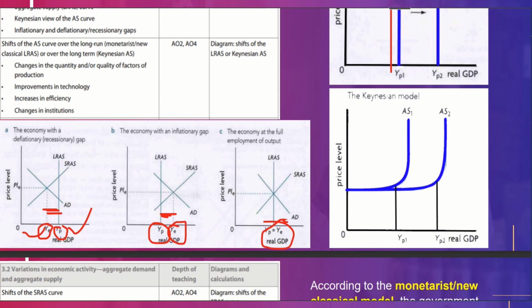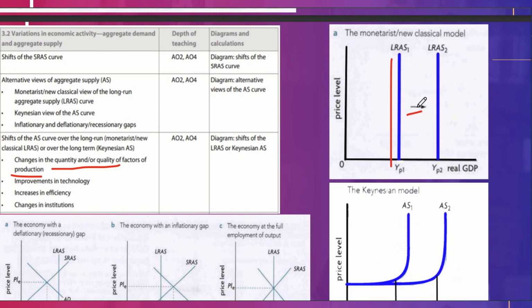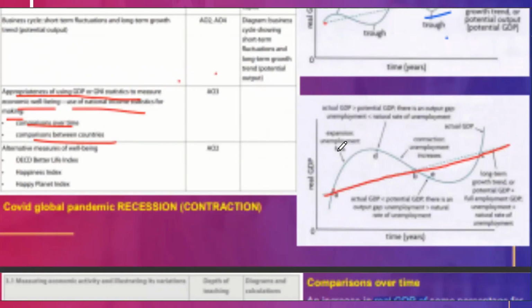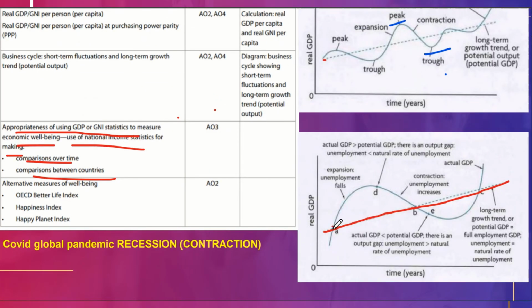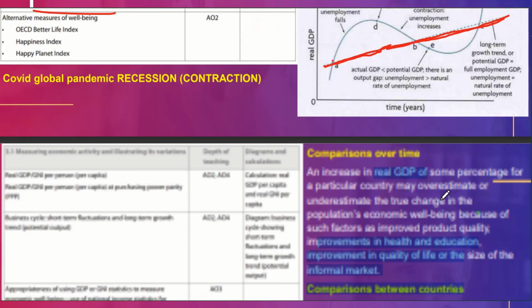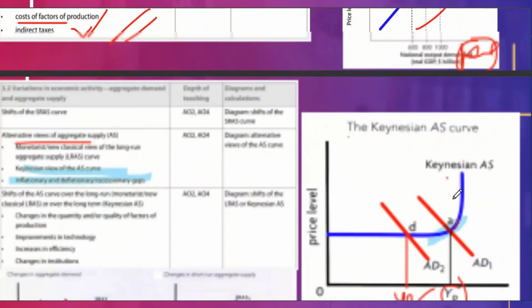Okay. So the next one is shift of the AS curve over the long run. Monetarist and new classical long run aggregate supply curve over the long term. Look at this: change in the quantity and quality of factors of production will shift the long run aggregate supply curve towards right. Improvement in the technology also will shift the long run aggregate supply curve to right. Look at the business cycle, this curve is slowly and persistently increasing. So this is said to be an increase in long run aggregate supply.